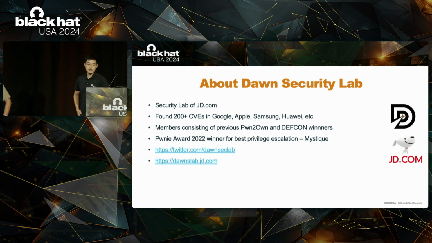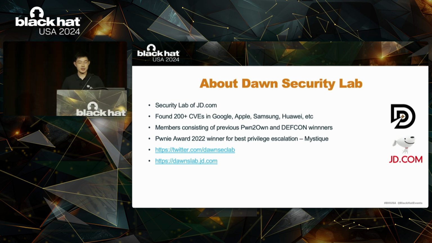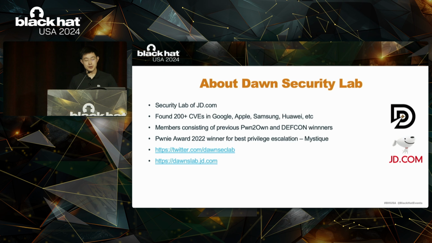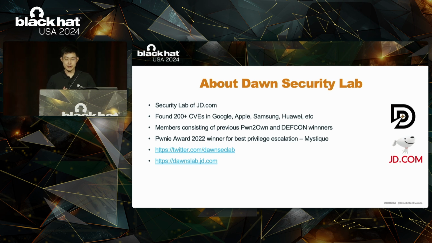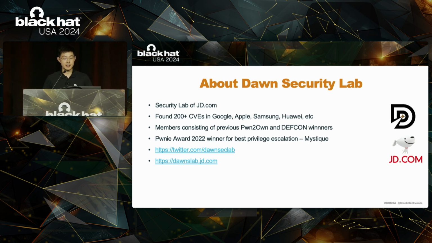I will do a brief introduction of our lab if you haven't heard about it. Our lab, the Down Security Lab, is the security lab of the information security division of JD.com. We have found more than 200 CVEs in Google, Apple, Samsung, Huawei, etc. Our members consist of previous Pwn2Own and DEF CON CTF winners, and we won the Pwnie Award 2022 for the best privilege escalation, the Mystic Bug. And here's our Twitter and our blog. If you're interested, you can have a look there.